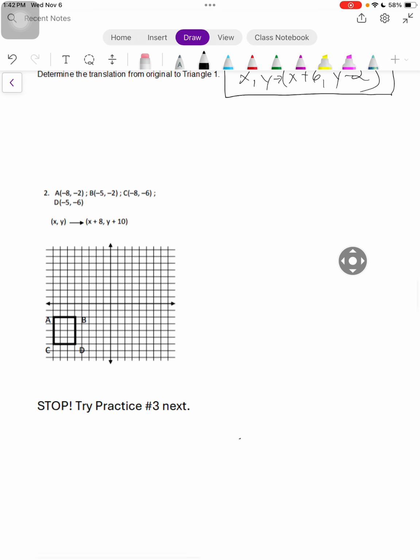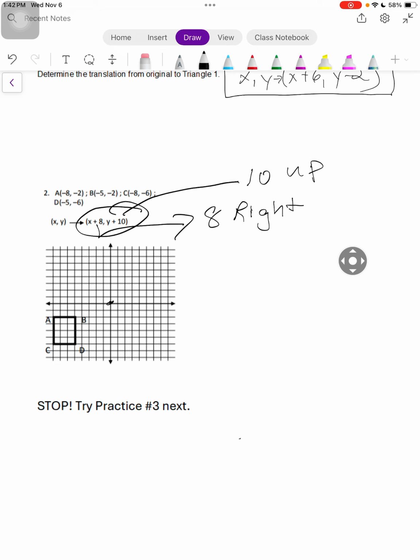Okay, so number 2 here. Negative 8, negative 2 is already graphed. Negative 5, negative 2 was already graphed because this is 0, 0. And negative 8, negative 6 was already graphed, and negative 5, negative 6. And all they want you to do is this. So this 8 means we are going 8, hopefully you guessed that, to the right. And this 10 means we are going 10, and hopefully you guessed that, up. So every single point needs to go 8 and 10, 8 and 10.